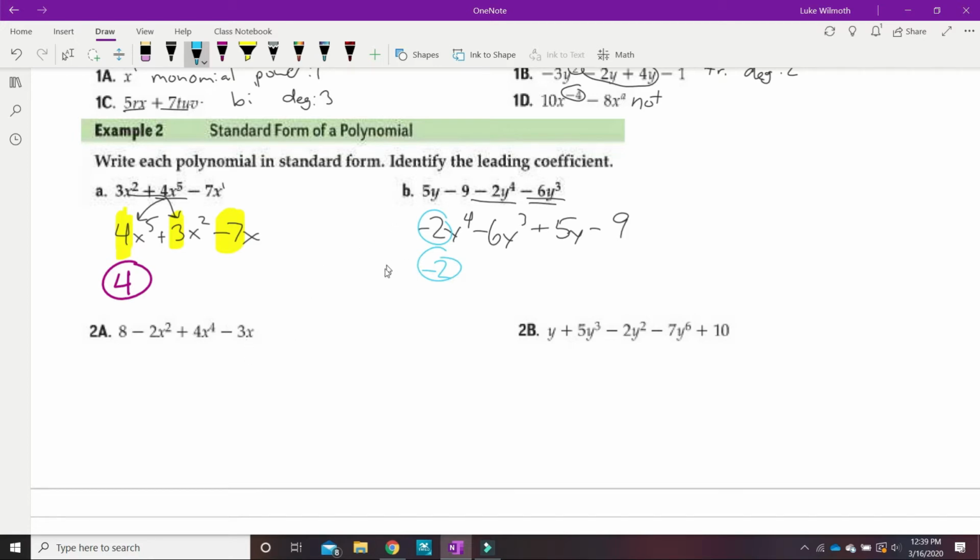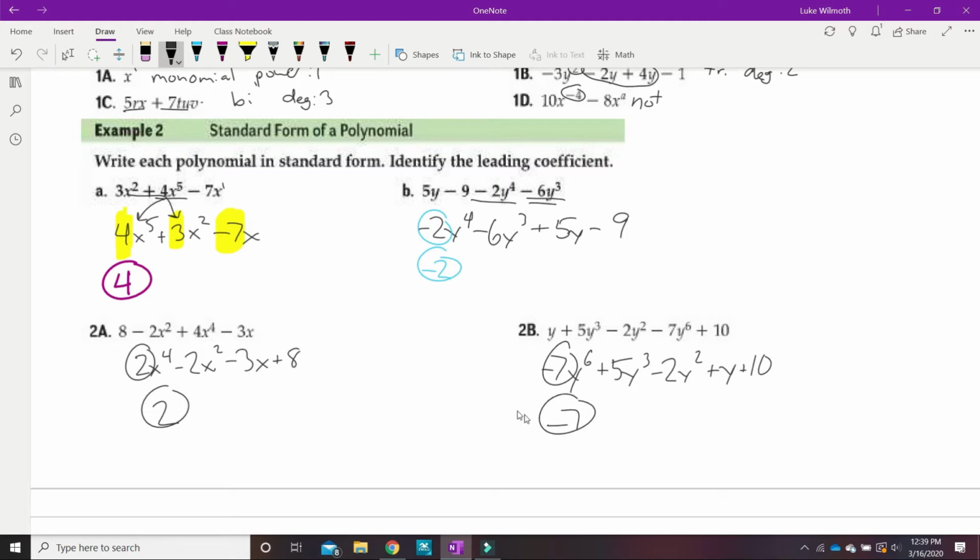Okay, at this point, again, try pausing the video, see if you can do these two problems here. All right, when we write it in standard form, we get 2x to the 4th minus 2x squared minus 3x plus 8. And the leading coefficient is 2. This one here, my highest power is negative 7y to the 6th plus 5y cubed minus 2y squared plus y plus 10. And the leading coefficient is negative 7.